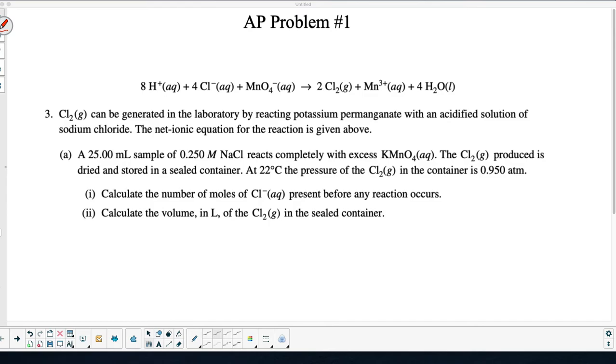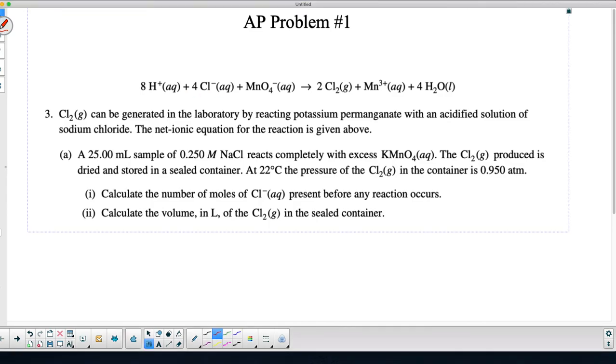So this says Cl2 gas can be generated in a laboratory by reacting potassium permanganate with an acidified solution of sodium chloride. The net ionic equation for the reaction is given above. Net ionic equation gets rid of all of those things that don't matter, that are spectator ions. So NaCl is what was added, but we're only concerned about the Cl minus. Okay, good. So let's keep going.